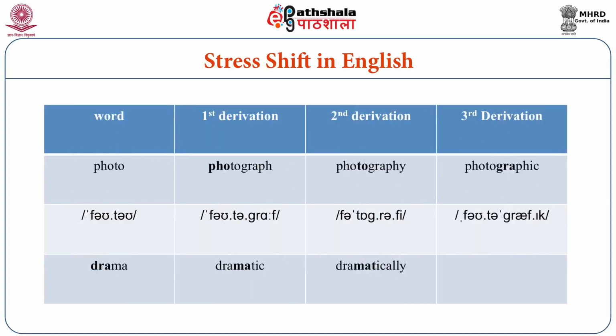Now you can see it's photo. This is one, photo. The stress is on pho. But when the first derivation comes and it becomes photograph, then the stress comes on graph. So the stress changes. Stress is not on pho. Now it's photograph, then photography, and then photographic. So in every word we are changing the stress. Drama, it's drama. It's dramatic and it's dramatically. Now the stress is being shifted.